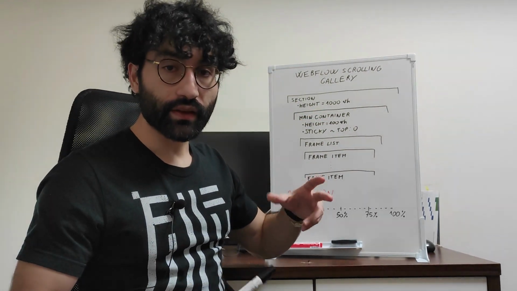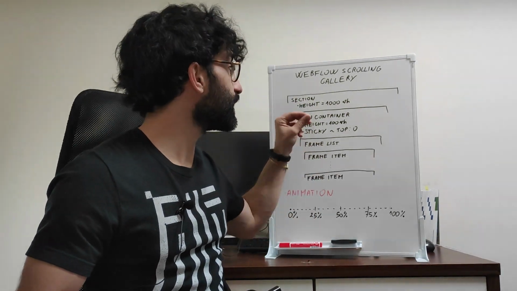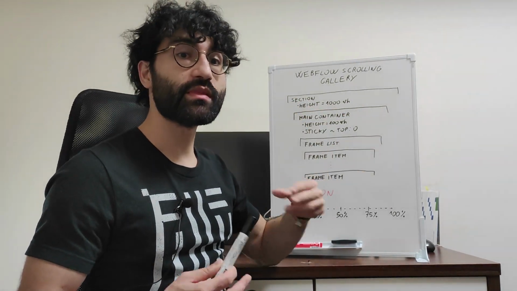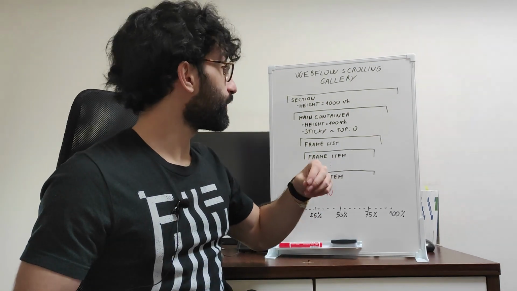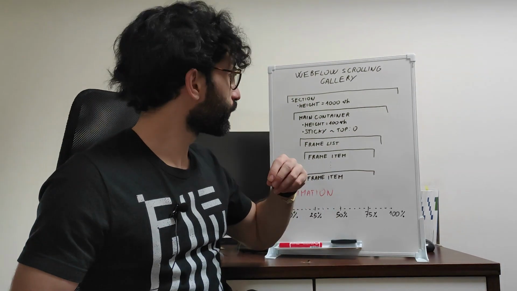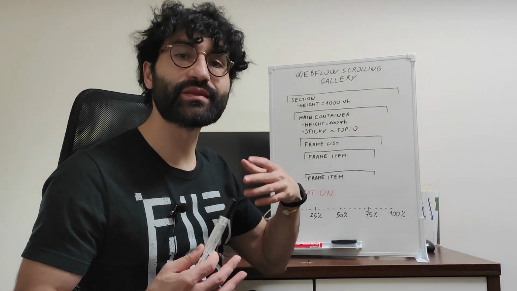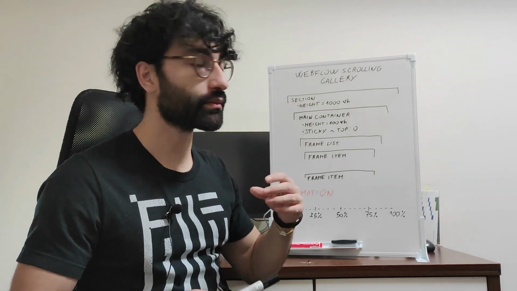The key thing about the height of the section is that if we increase this value, the animation will be slower. If we decrease this value, the animation will be faster. So we could use this value to, let's say, define the speed of the entire animation.